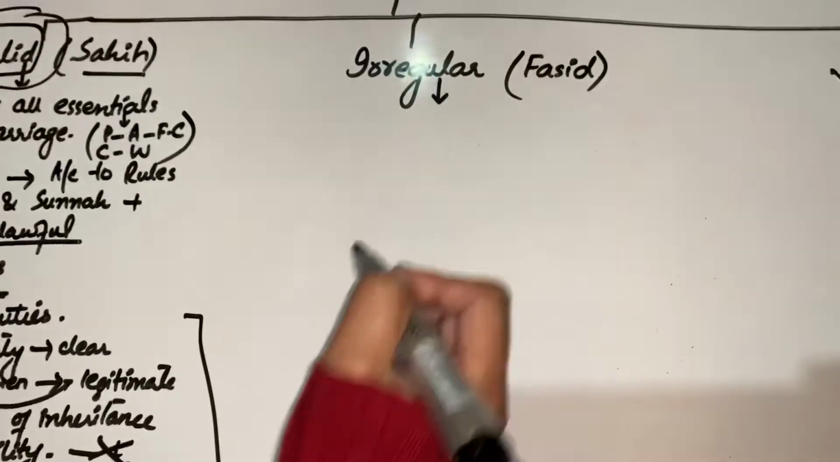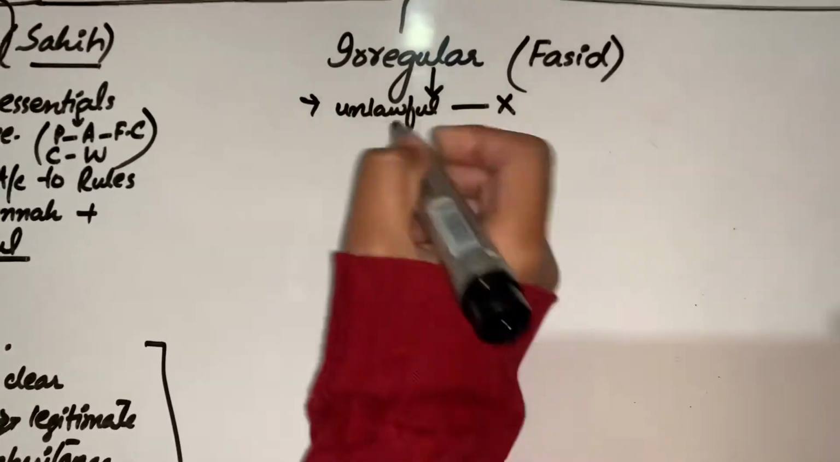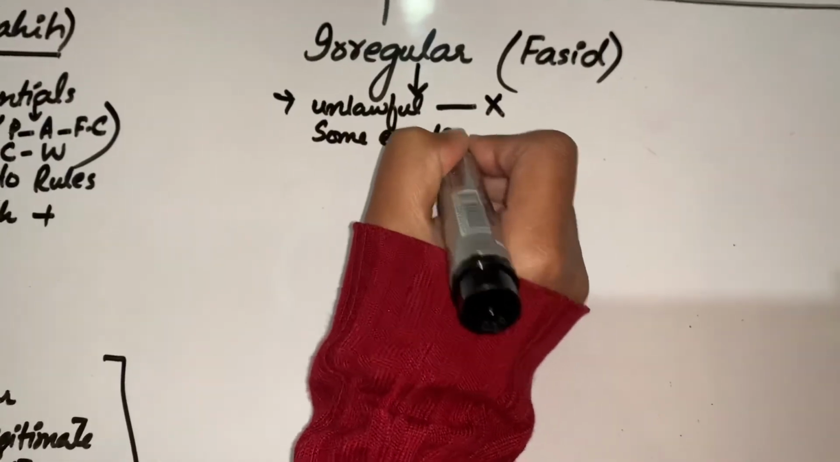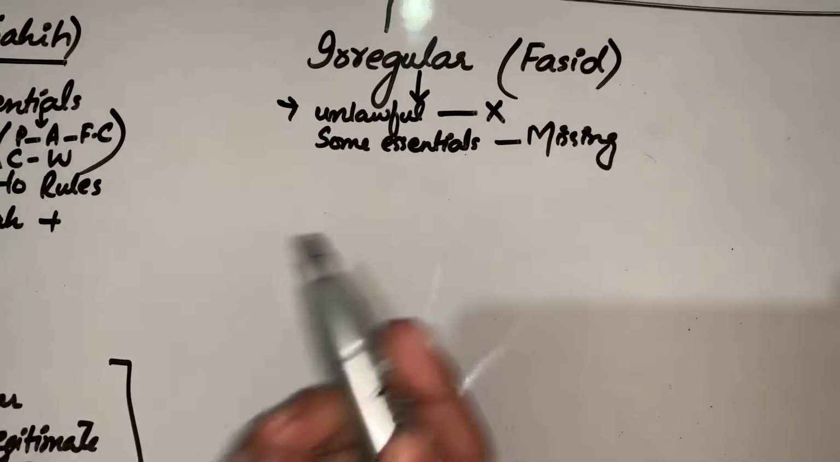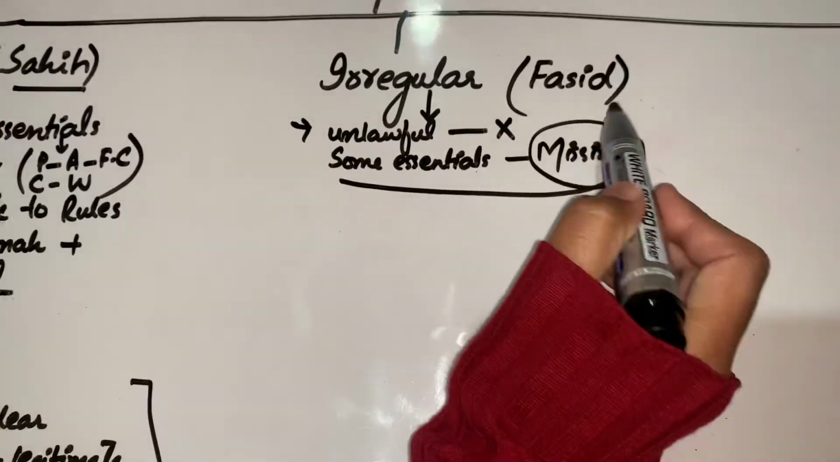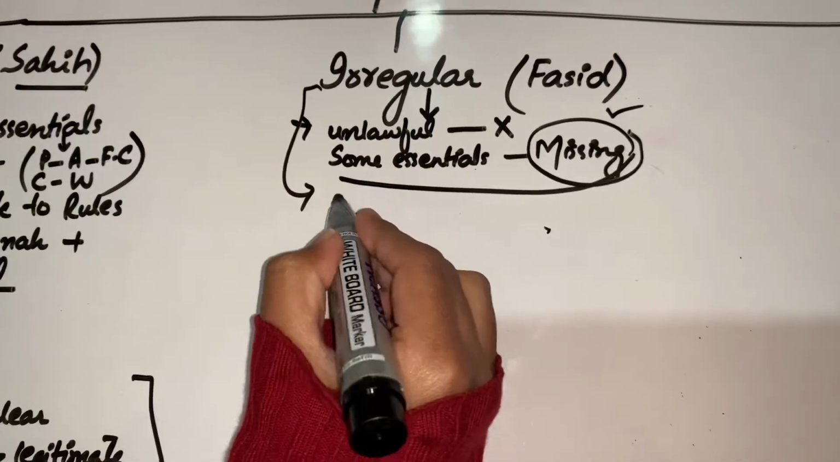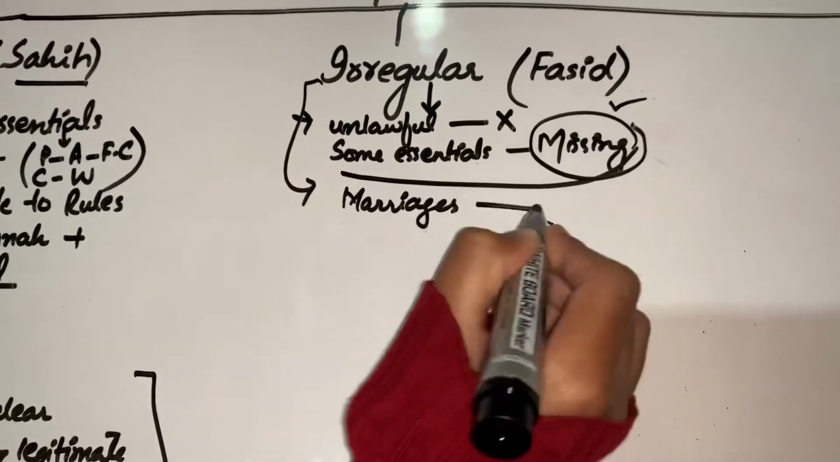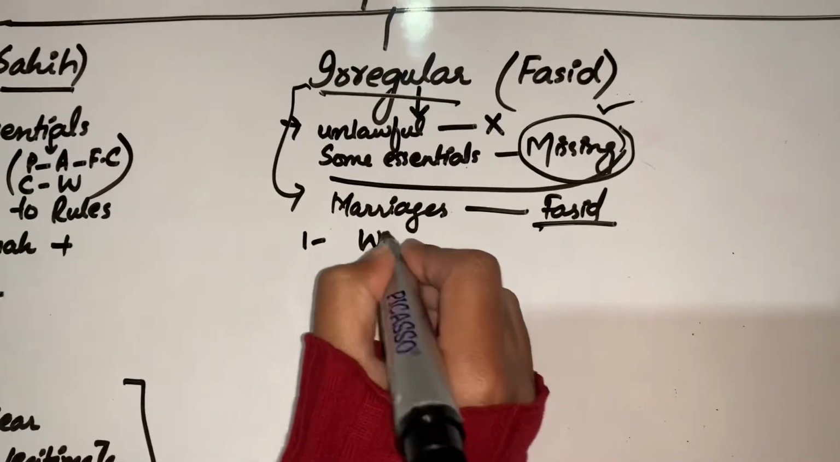Now moving towards irregular marriage or fasid marriage. An irregular marriage is one which is not unlawful in itself, but some essentials are missing. Although that marriage is lawful, there are some deficiencies or missing points which it has to regulate. So let's discuss what kinds of marriages are irregular. So we can say that the following kinds of marriages are irregular or fasid.